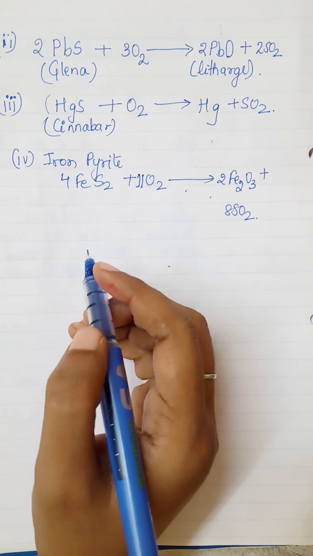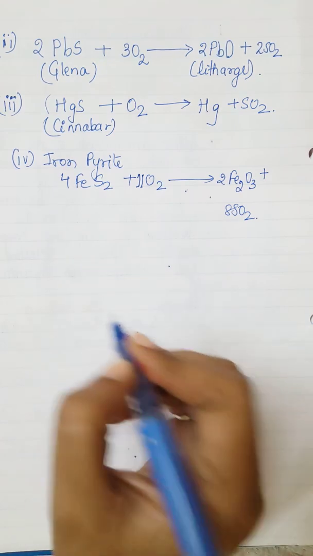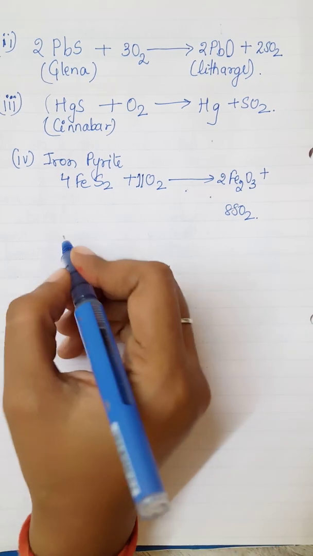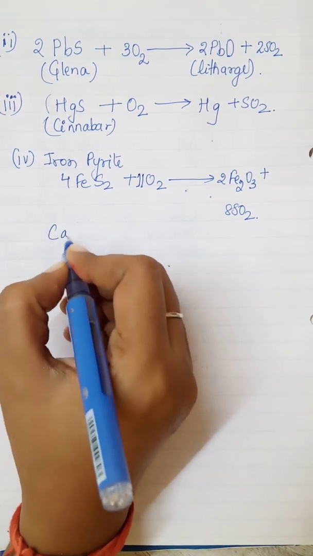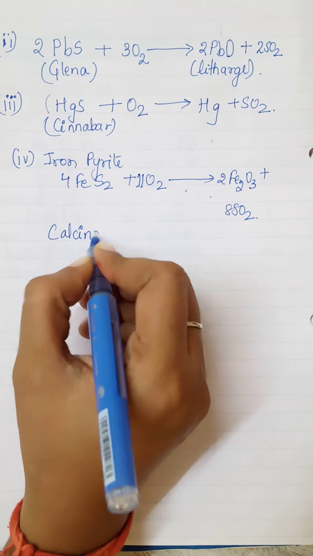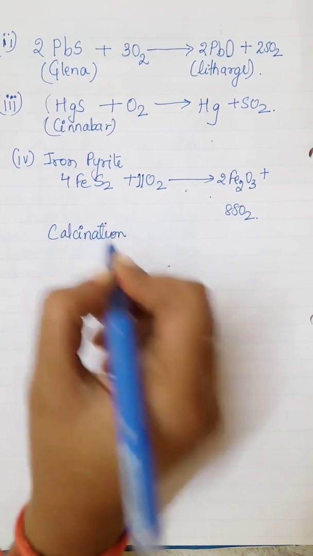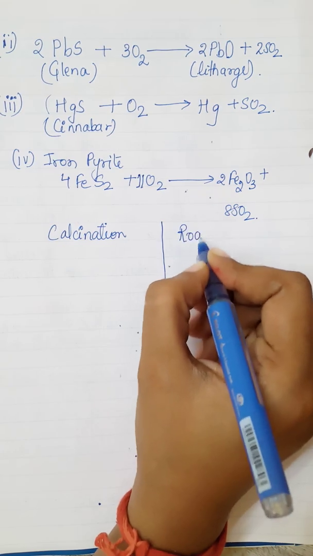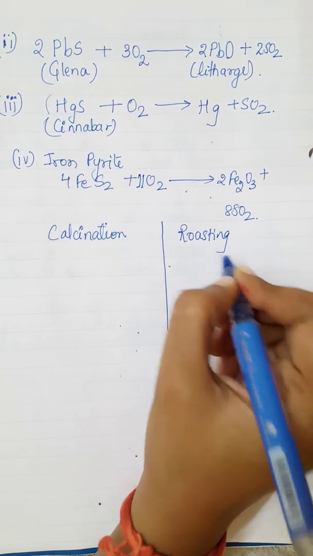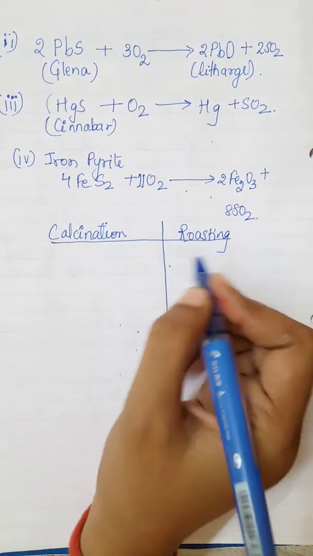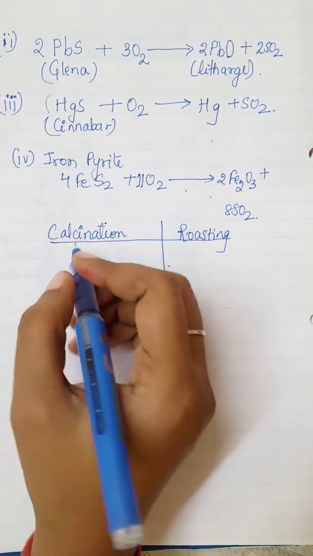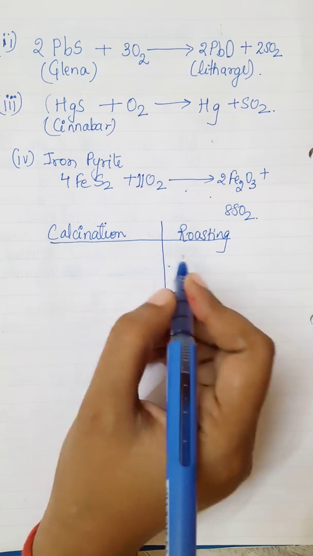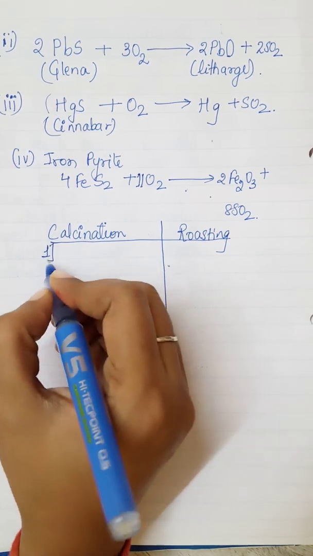So what are the differences between calcination and roasting? Hardly two differences. Let's write it here itself so that it will be very clear to you. Calcination and roasting. Fine. So what is calcination? So basically ore is heated in absence of air. This is the first thing, right?